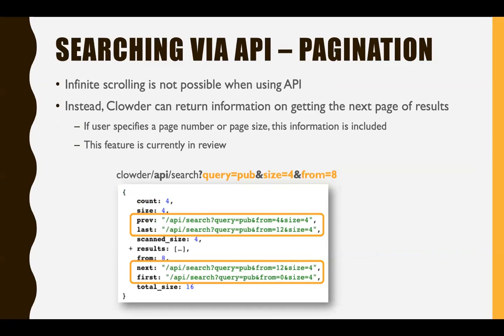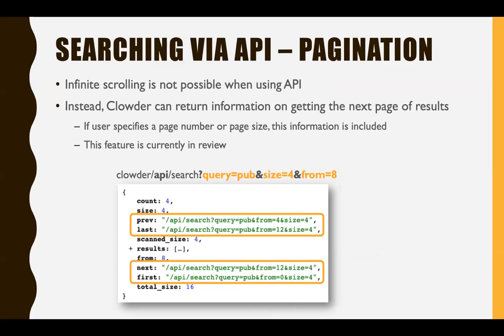There's also this idea of pagination. So I alluded to this earlier with our infinite scrolling on the GUI, because we wanted to make it so the user didn't have to click through pages and worry about pages when they were navigating their search results. That's not possible via the API. The way the API works is that you make a call, you get a search result object, and that's that. You just have that in your browser and you can't scroll down to get more.